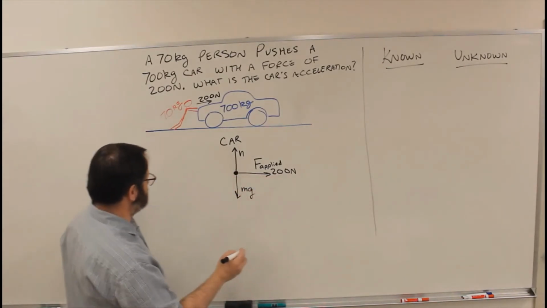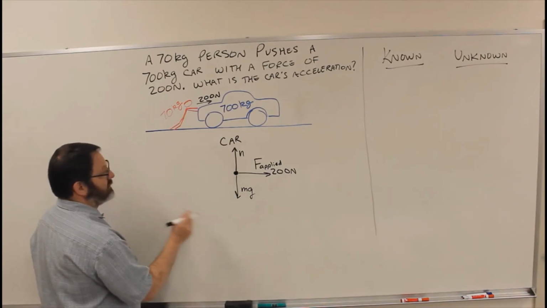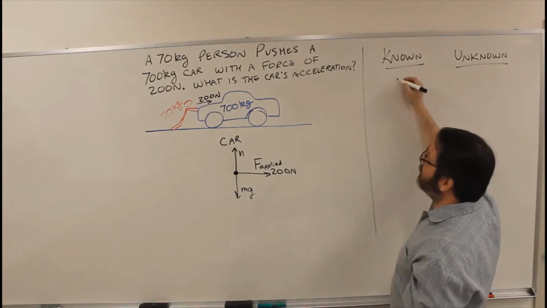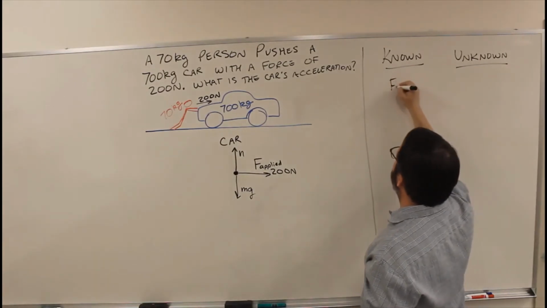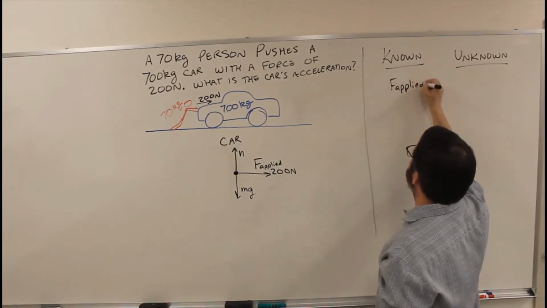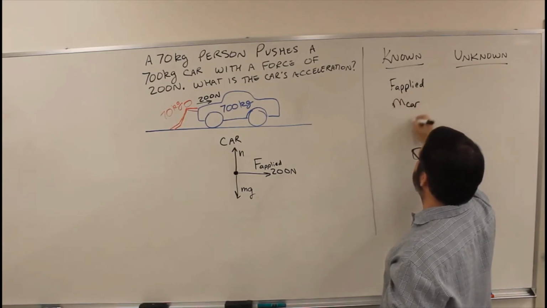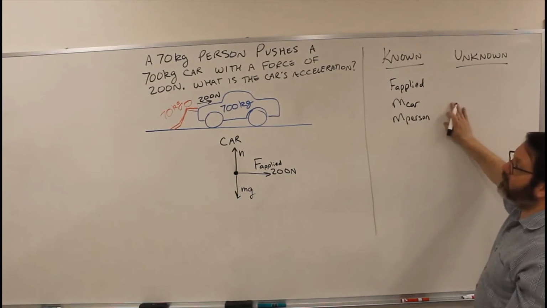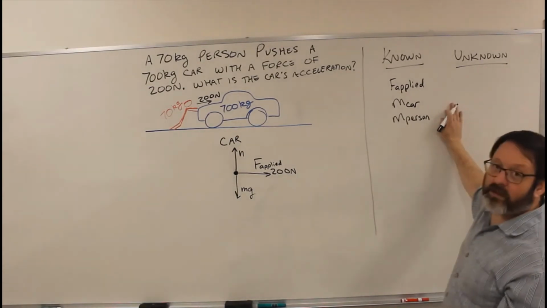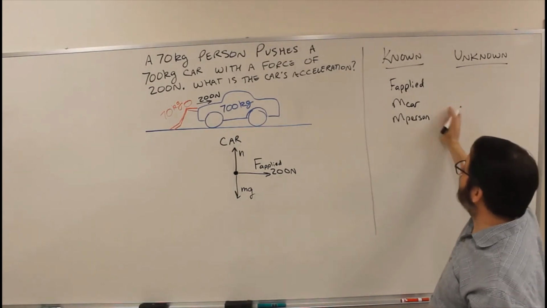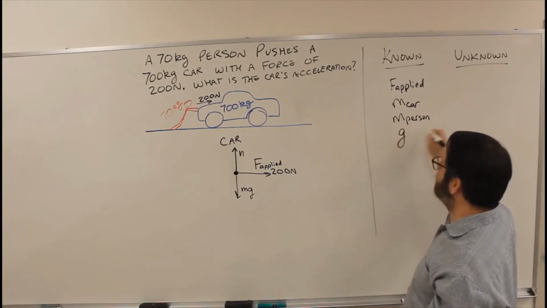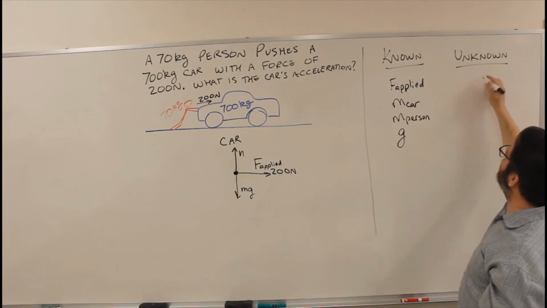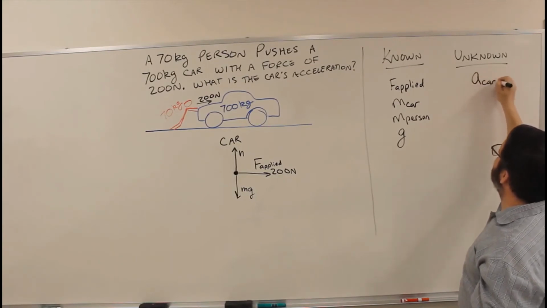Then we do, let's see, knowns and unknowns. I know F applied. I know the mass of the car. I know the mass of the person. I know, wow, that's all we're given. All right. I also know gravity. Gravity might be important. Unknown, what we're looking for is the acceleration of the car.